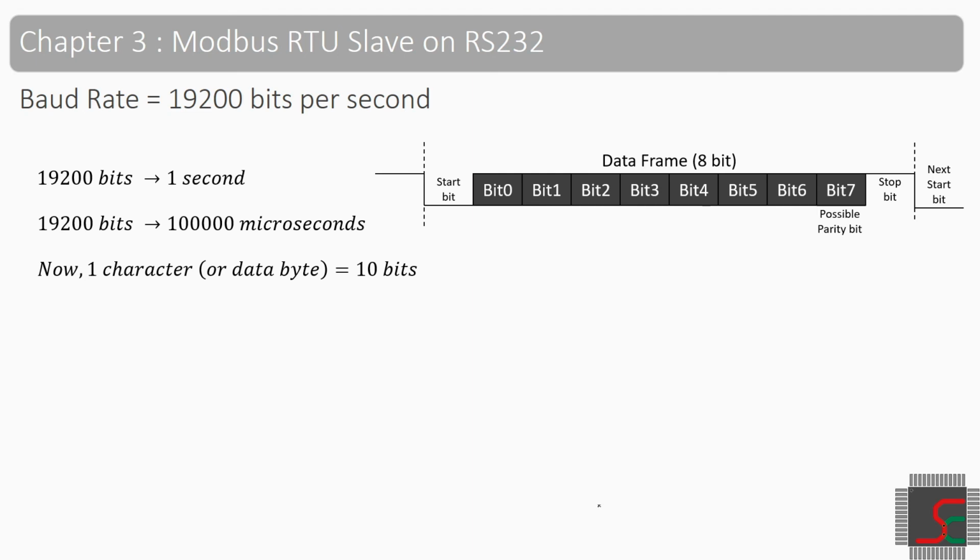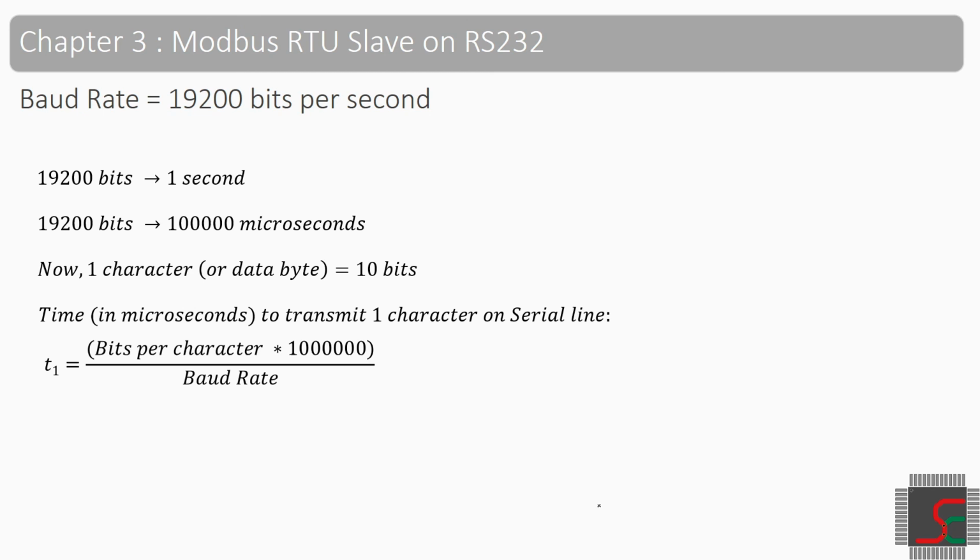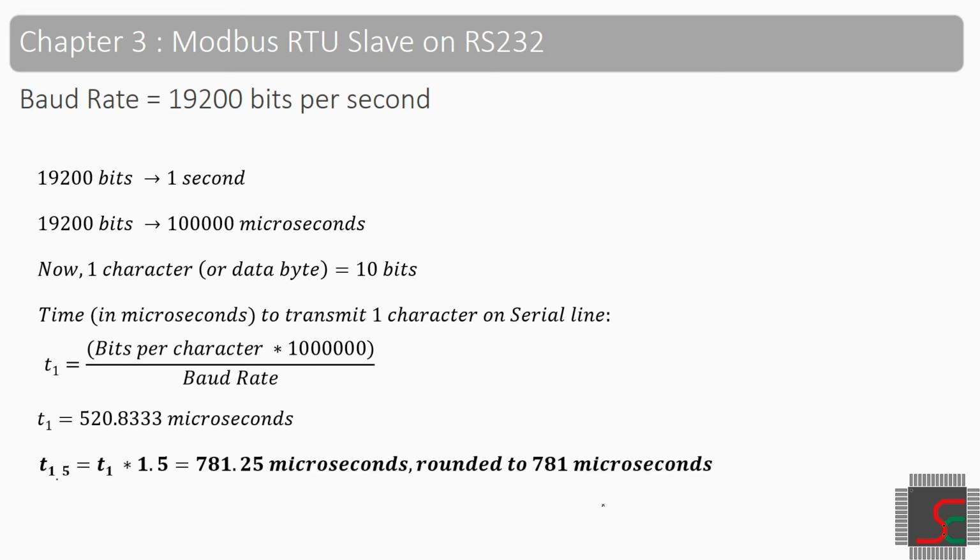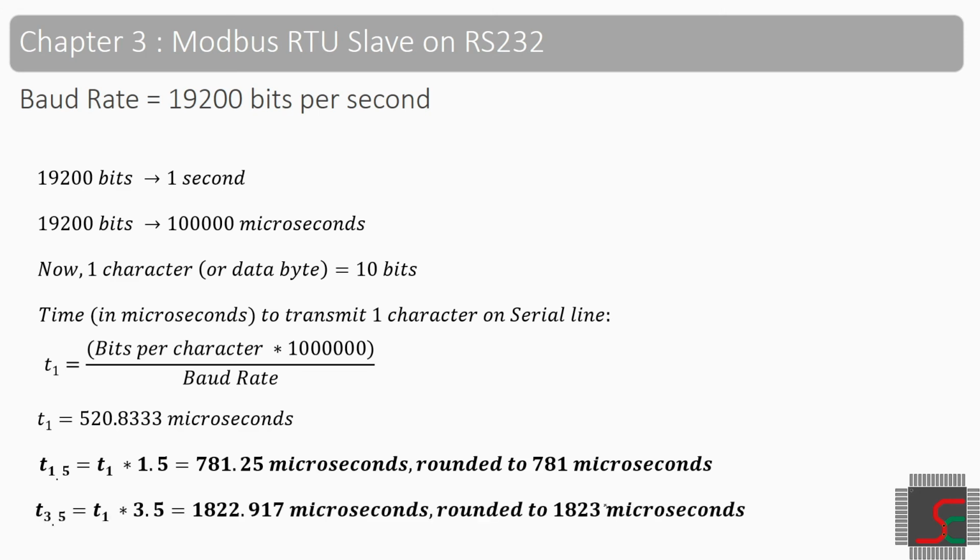So the time in microseconds to transmit one character on the serial line is represented by the formula: bits per character multiplied by 1 lakh and divided by the baud rate. Let's name this time T1. So T1 comes to around 520.833 microseconds. Now we calculate the inter-character timeout by multiplying 1.5 with T1, and similarly the interframe delay by multiplying 3.5 with T1.